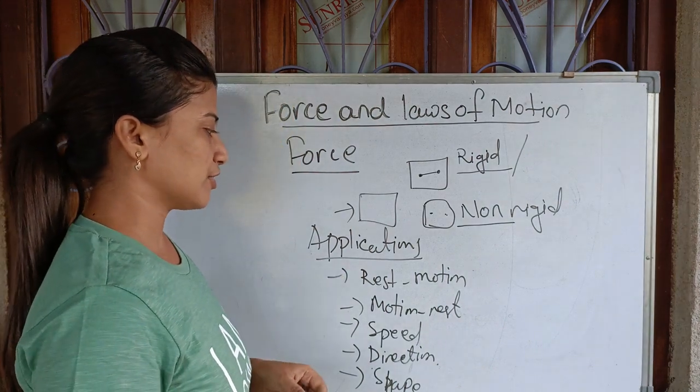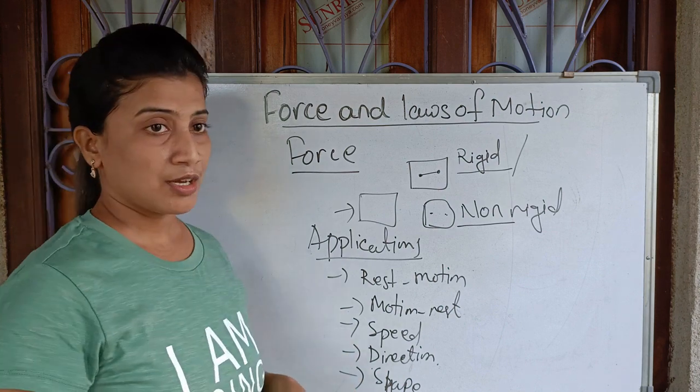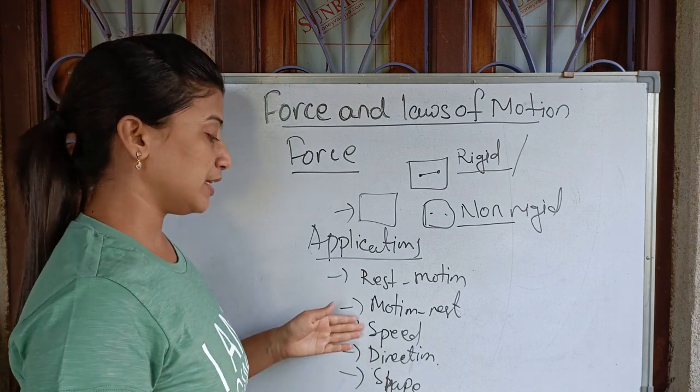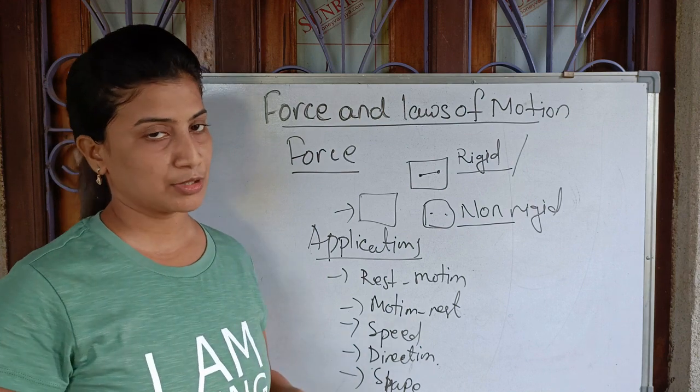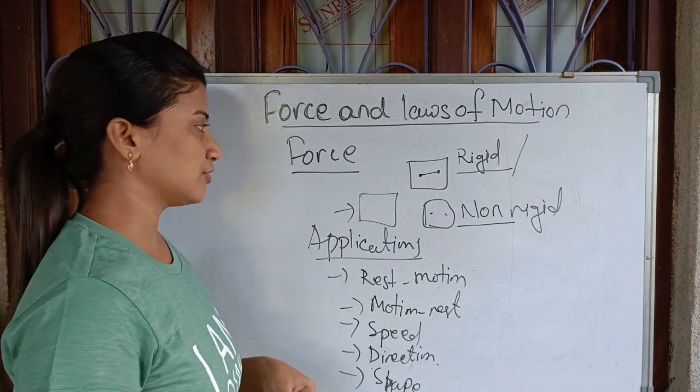We can change the body from rest to motion. We can change the body from motion to rest. By applying force, we can change the speed, we can change the direction, and last but not the least, we can change the shape of a body. So these are the 5 applications.